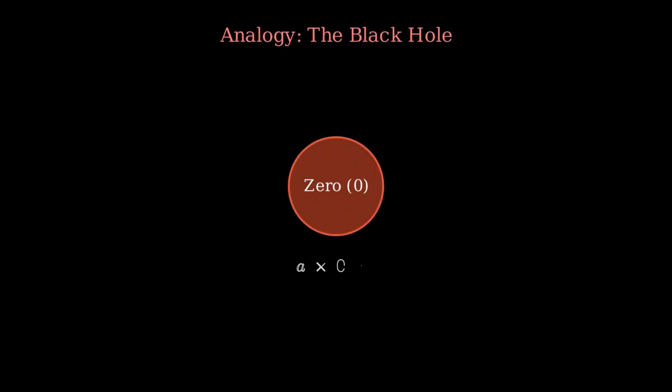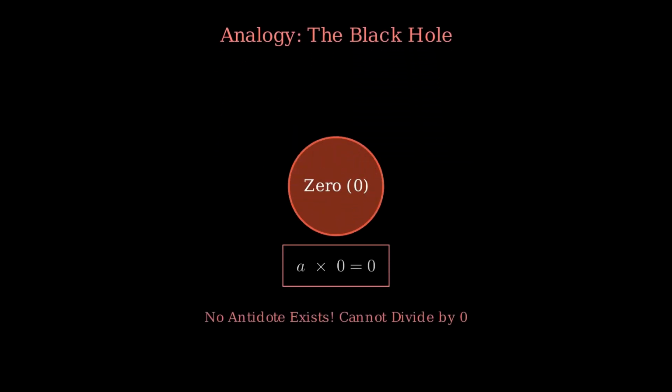But what about 0? 0 acts like a mathematical black hole. Once you multiply any number by 0, it gets swallowed and crushed into 0. Because the original information is completely destroyed, there is no antidote or reciprocal that can ever bring it back. This is why you cannot divide by 0.